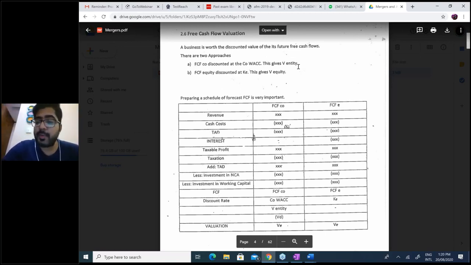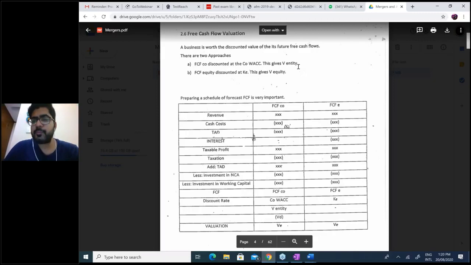Now, at this moment, there is only just one difference. Till now, there is only one difference, that in FCF to company, we don't take interest, and in FCF to equity, we take interest. In both options, revenue comes. In both options, cash costs come. In both options, tax allowable depreciation comes. But interest doesn't come in FCF to company, and interest comes in FCF to equity. And you get both taxable profit, both has tax, both has add TAD, plus investment in NCA, investment in working capital. You get FCF to company there and FCF to equity there.